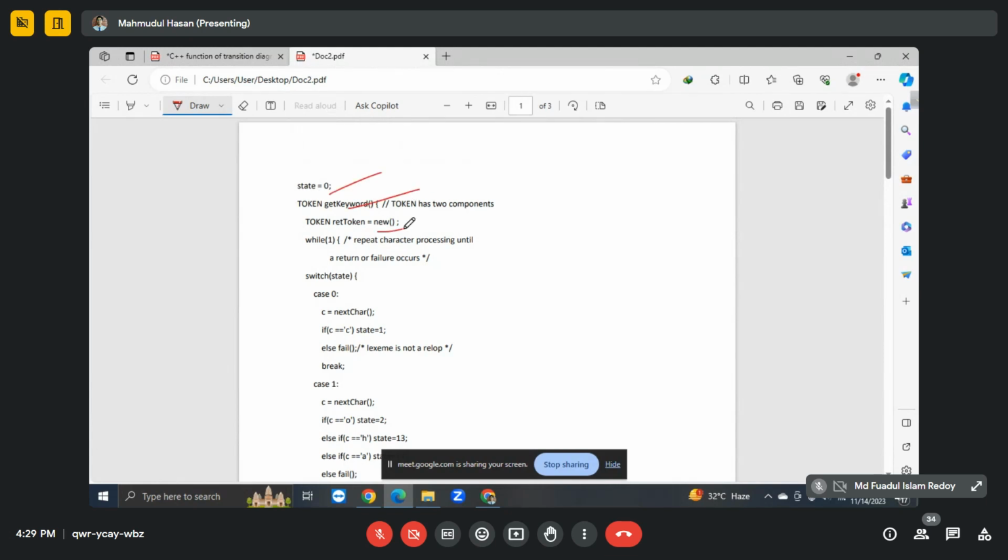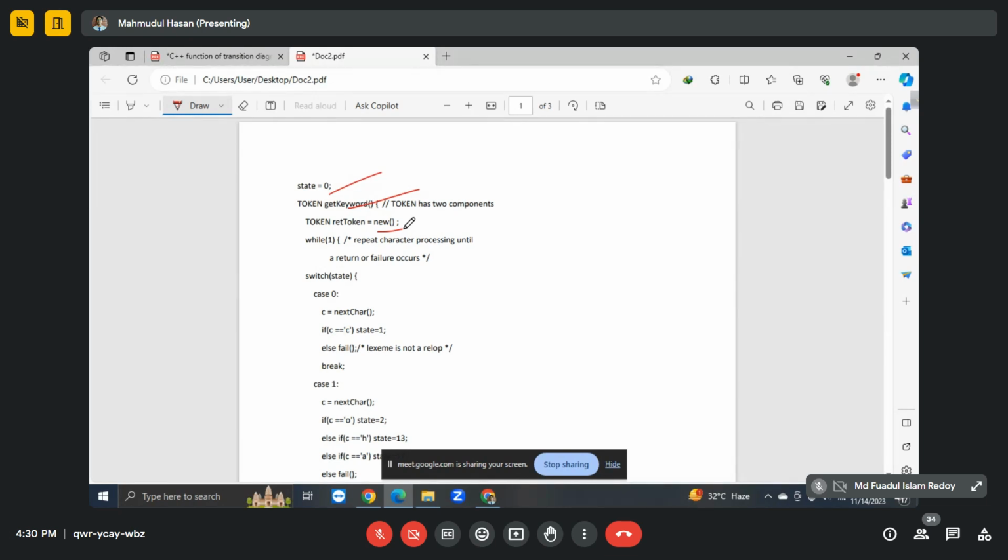So does a keyword have an attribute value or not? Sorry, sir, could you repeat again? Does a keyword have an attribute value or not? Sir, keywords don't have an attribute value.